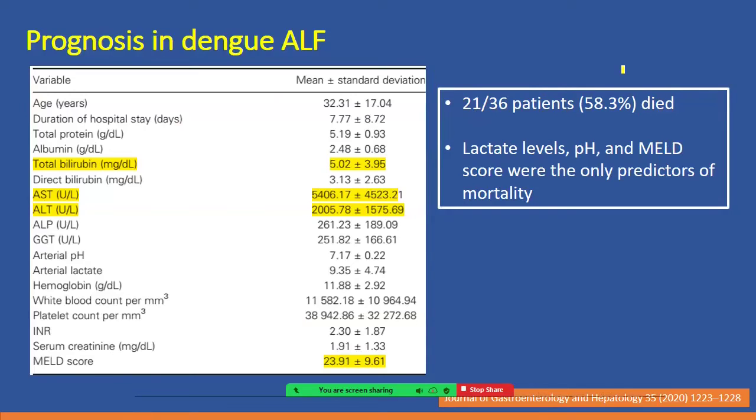So this signifies the importance of early identification of dengue hepatitis and keeping a close watch on such patients, whether they are progressing to acute liver injury and subsequently to acute liver failure. And as per the analysis of this study, lactate levels, pH, and MELD score were the predictors of mortality in this study.